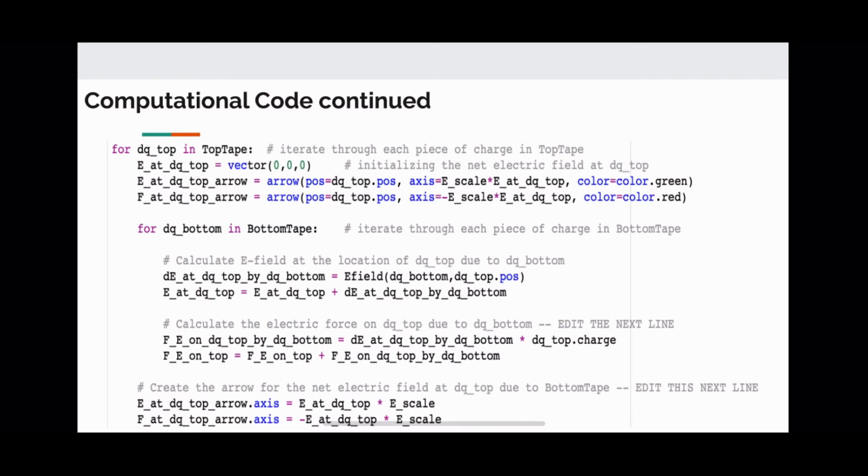Moving forward, you must create a code to iterate through each piece of tape on the top tape, and then initialize the net electric field at the top tape. After that, you must iterate through each piece of charge at the bottom tape. Then calculate the electric field at the location of the top tape due to the bottom tape. After that, calculate the electric force on the top tape due to the bottom tape. Then once that is done, you can create the arrow for the net electric field at the top tape due to the bottom tape.